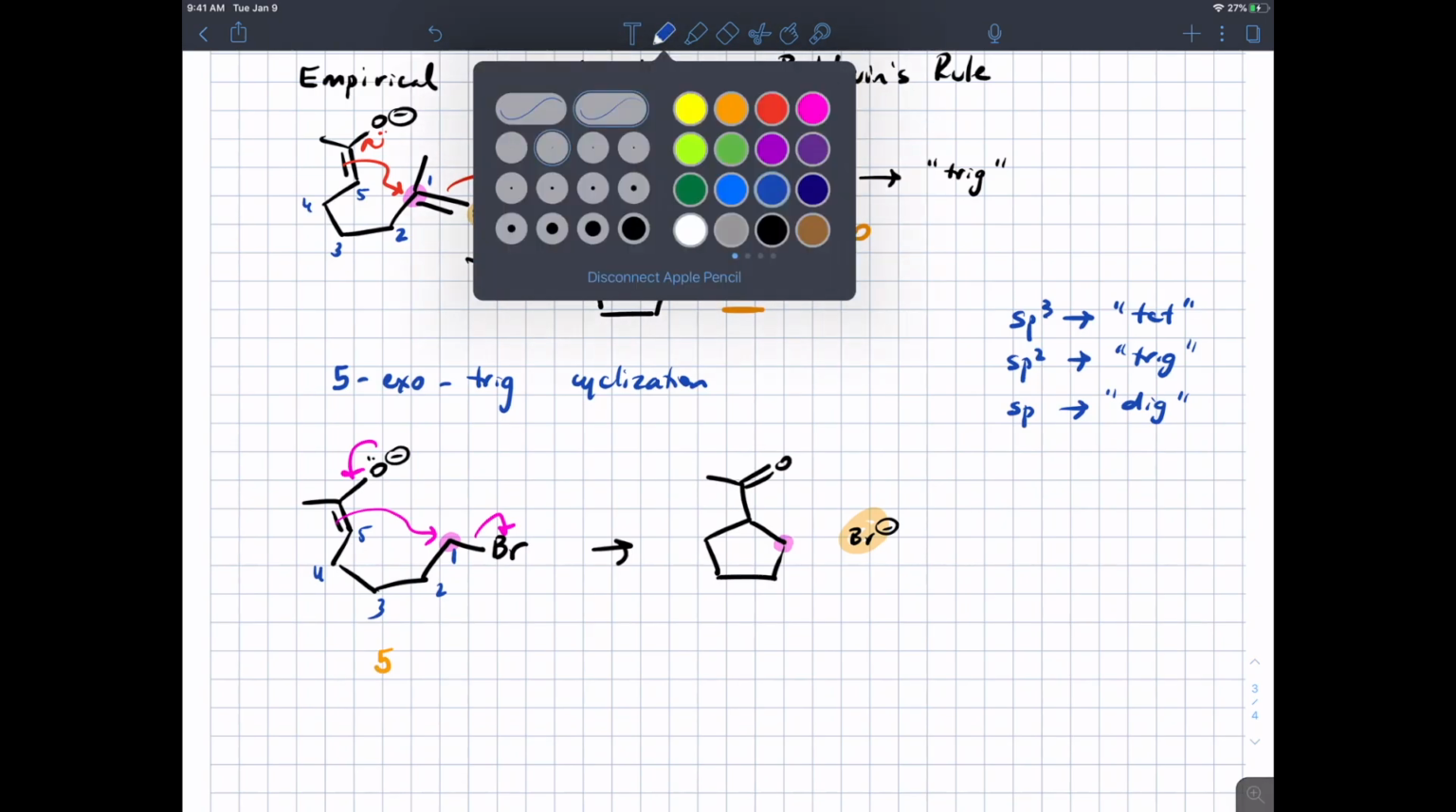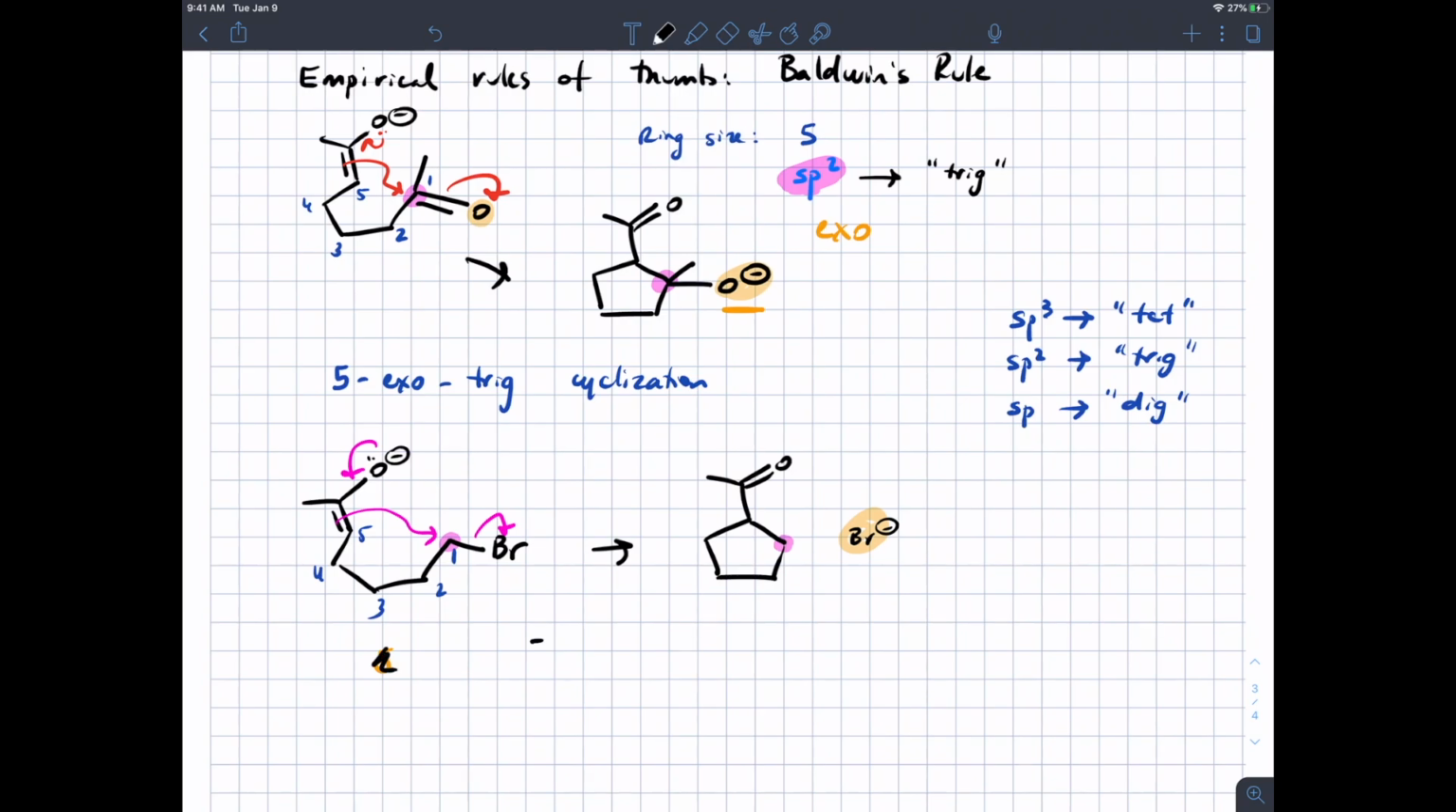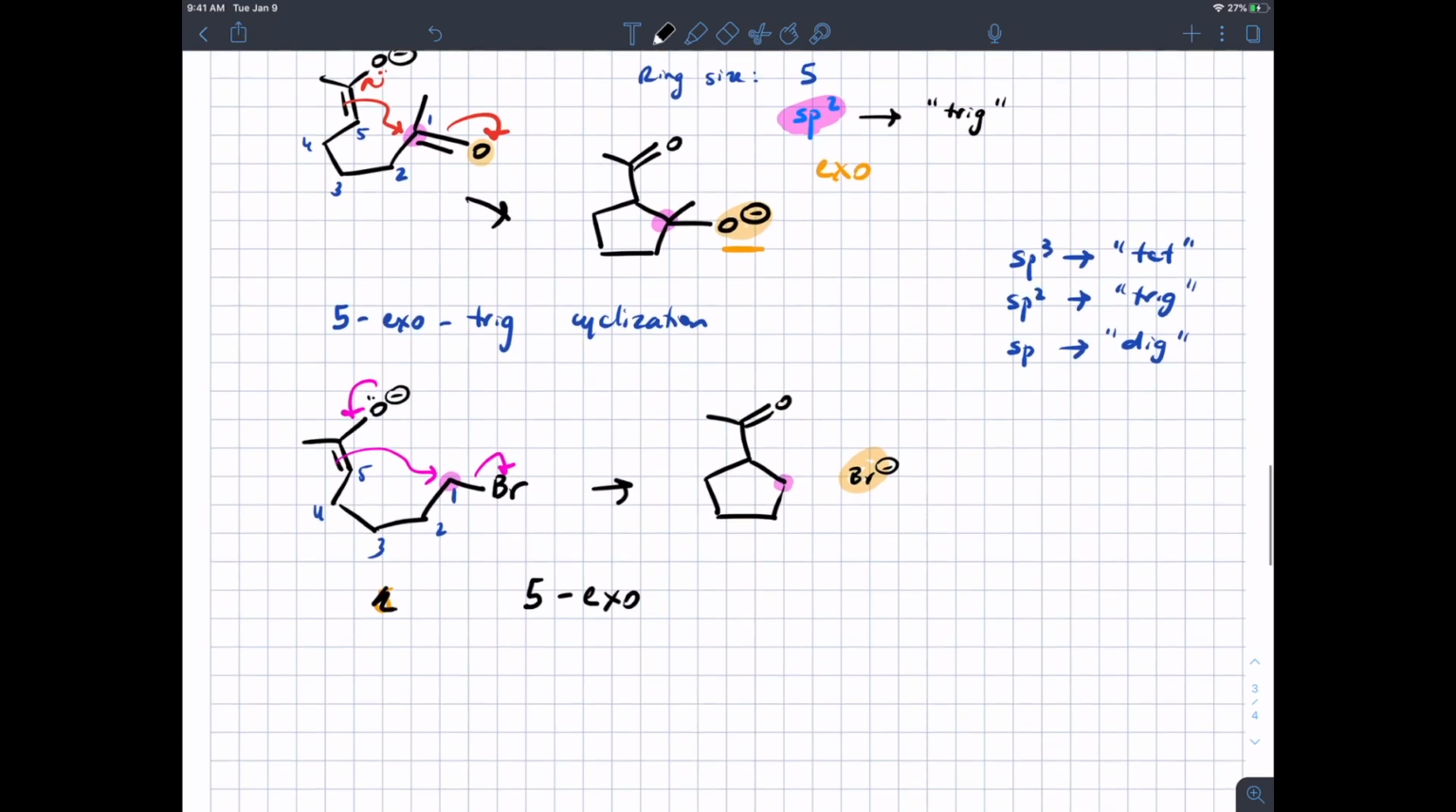Should it be endo or exo? Exo. And how'd you know it was exo? Yeah, because the other atom in the bond that was attacked is outside the ring. And then what designation should I give it over here for the hybridization of the atom that was attacked?